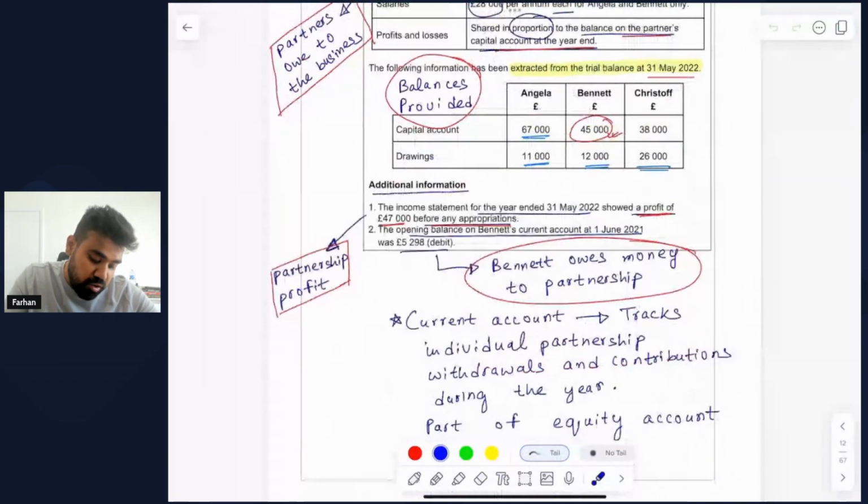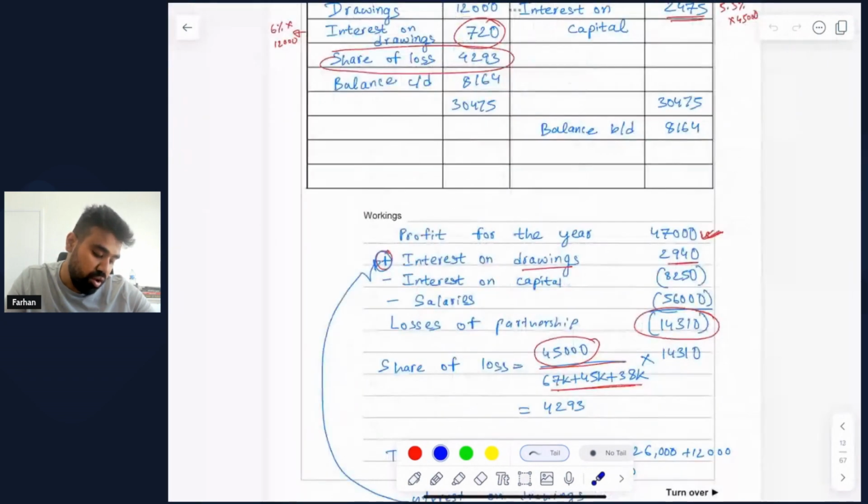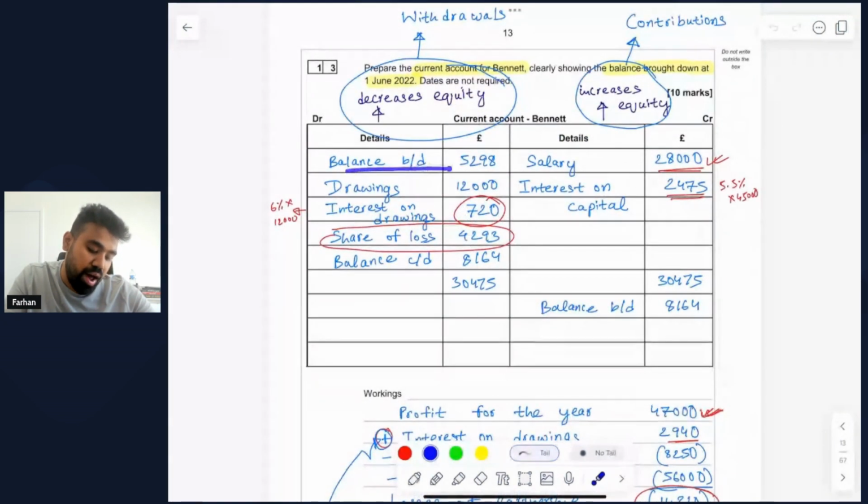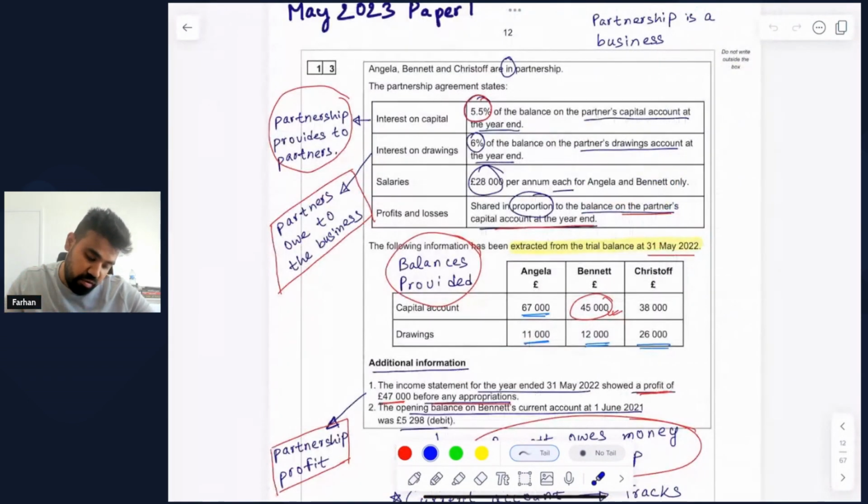Second information that's been given here, the opening balance on Bennett's current account at 1 June 2021 was £5,298 debit, which again means that Bennett owes money to the partnership. So this is what is being reflected here on the debit side as the opening balance. We also know that during the year, Bennett receives money in the form of salary, which is £28,000 per annum, as you can see here.